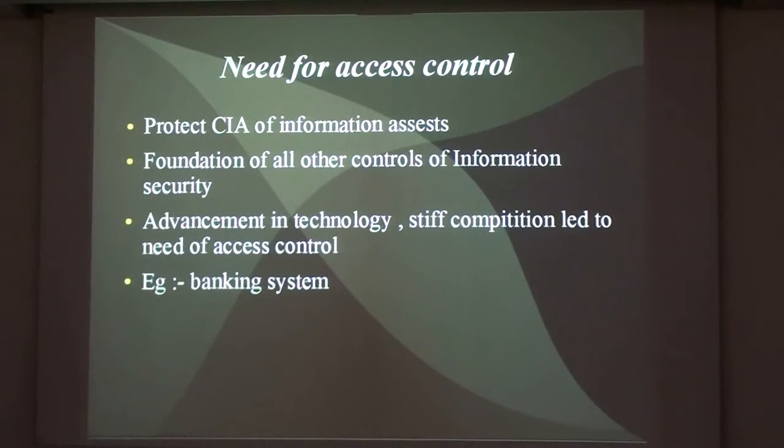Let's move on to the need for access control. Access control is needed to protect the CIA of information assets. CIA means confidentiality, integrity and availability. It is the foundation of all other controls of information security. With advancement in technology and stiff competition, where every enterprise is trying to provide better services through the use of technology, many users access various resources. Hence, we need access control.